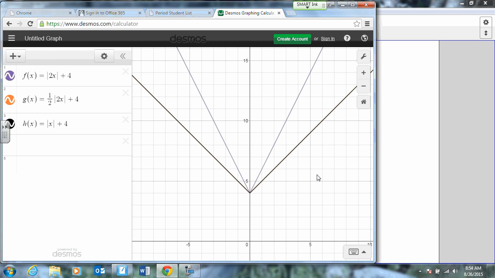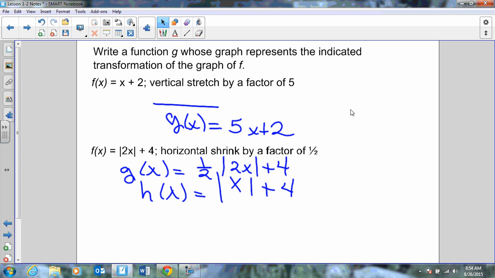Here was my original, right? Stretching would make it narrower. Shrinking it would make it wider. So we're good. Okay. Next one.